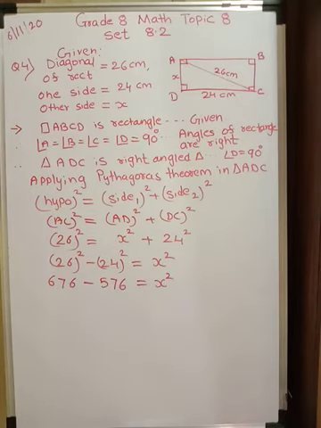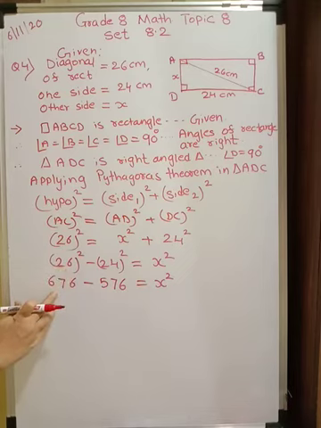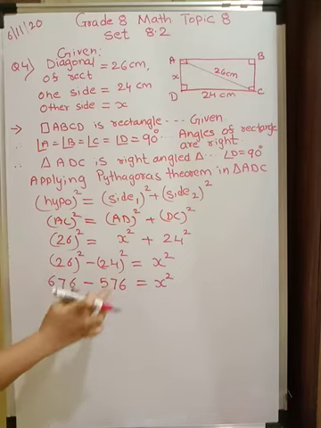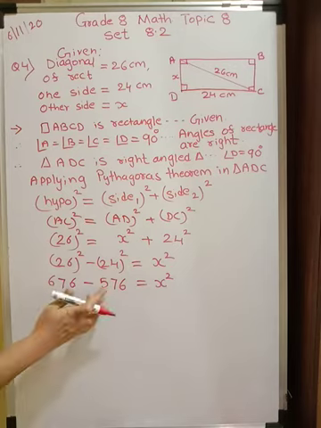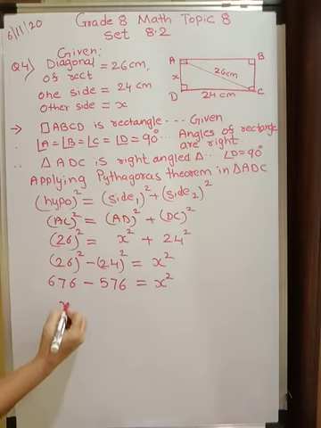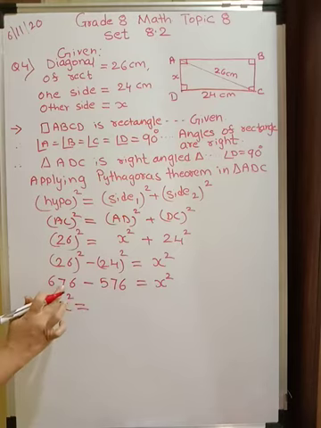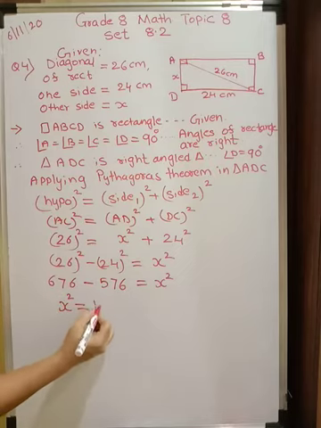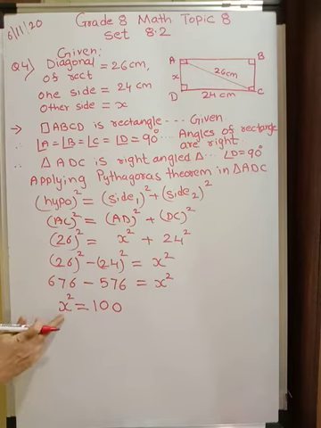So you can work out in your rough column: 26 into 26, or 26 square, is 676, and 24 square is 24 into 24, that is 576. So subtraction of these two will be x square. So I am taking x square over here just for my reference is equal to 676 minus 576, which will be 100. Is this clear? But I don't want x square, I want x.